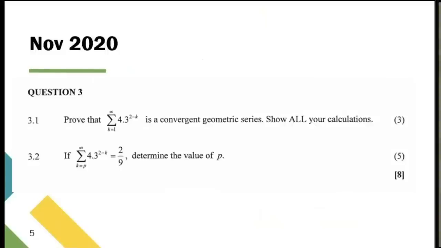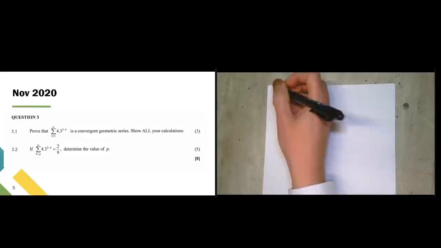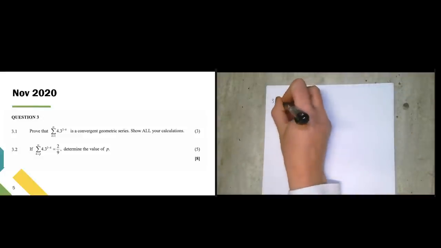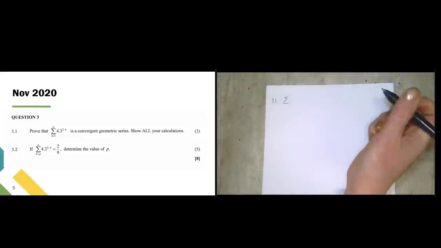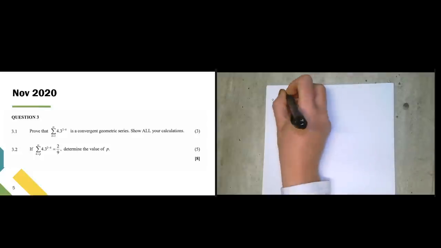So let's look at a past paper, November 2020. Give me the question 3.1. They say prove that, and remember sigma means sum. If you've missed our previous videos on it, you can go back and watch the videos on the sigma notation and calculating the sum. There is a whole series on them for you.